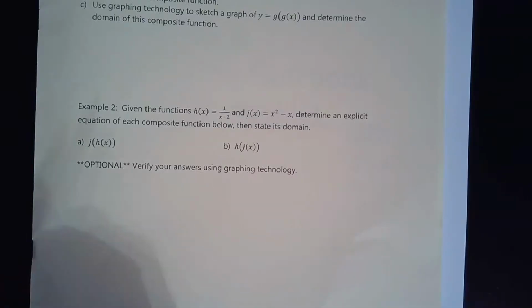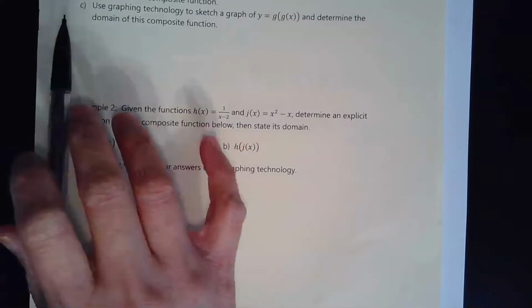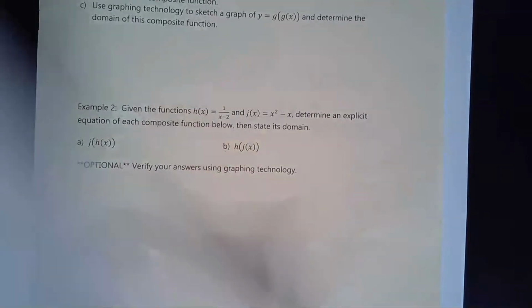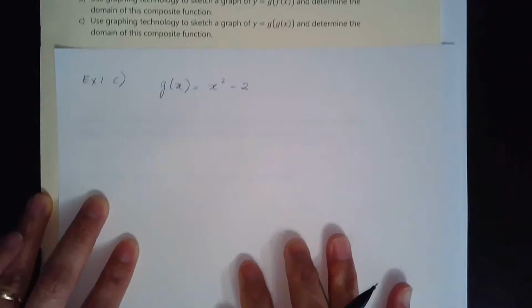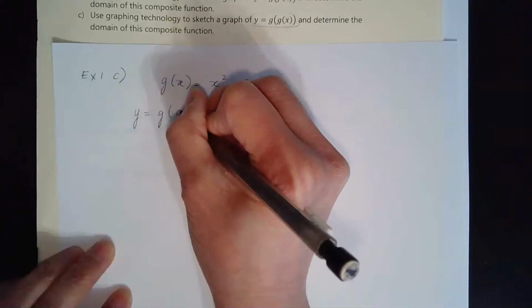That's that part. Now let's take a look at letter C. Do it in a separate sheet of paper. Example 1, letter C. So the range of g of x.